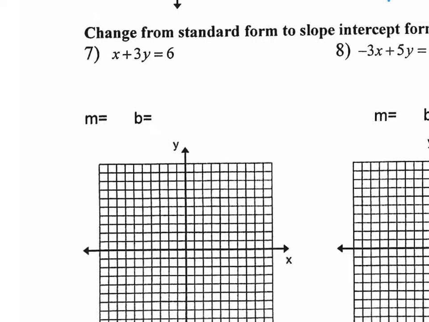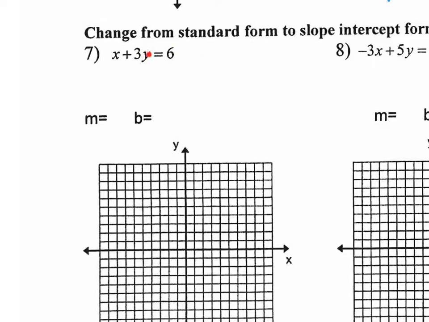But if I wanted to graph this one, I need to change it to slope-intercept form. I need to get it in y equals mx plus b. You have to ask yourself, where's the y at? Is it on the left side of the equal sign or the right side of the equal sign? It's on the left side. It's definitely not by itself. You need to get it by itself. You need y equals mx plus b. You don't want x plus something, y equals something. You want y equals mx plus b.